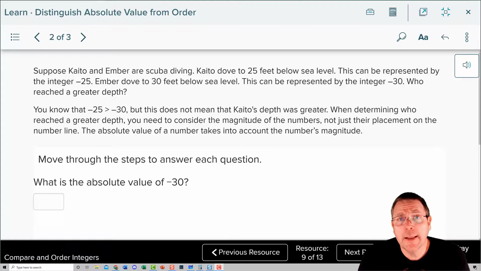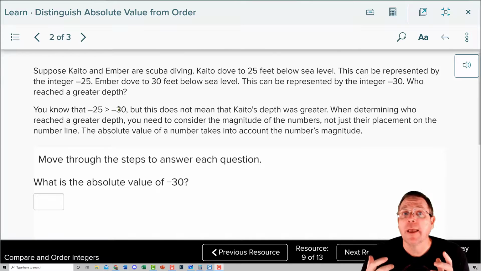Well, we know that negative 25 is going to be greater than negative 30. You see that right here. But this does not mean that Kaito's depth was greater. In fact, Ember is the one who went to a greater depth. When determining who reached the greater depth, you need to consider the magnitude, also known as the size of the numbers, also known as the absolute value of the numbers, not just their placement on the number line. The absolute value of the number takes into account the number's magnitude.